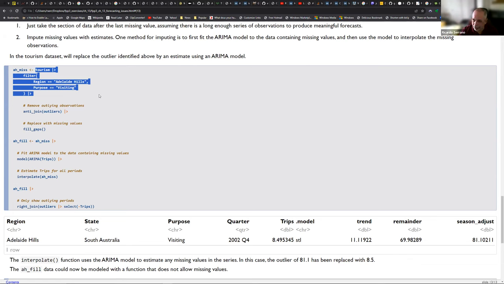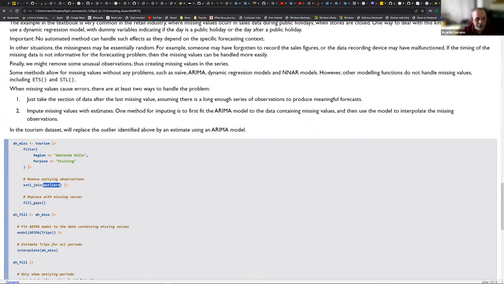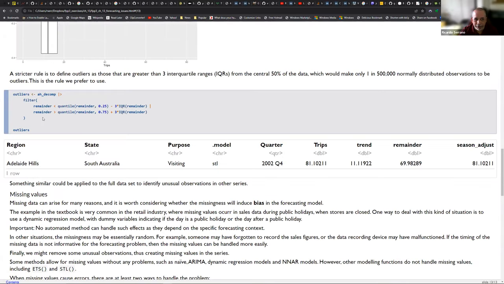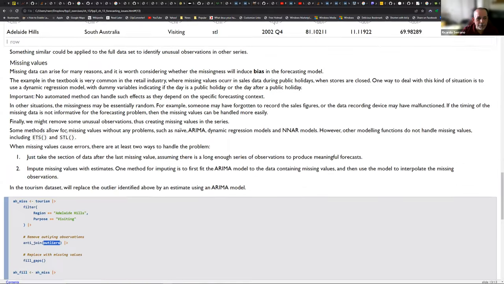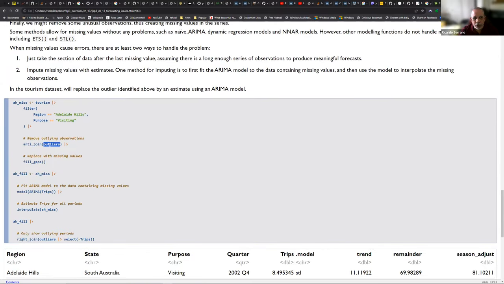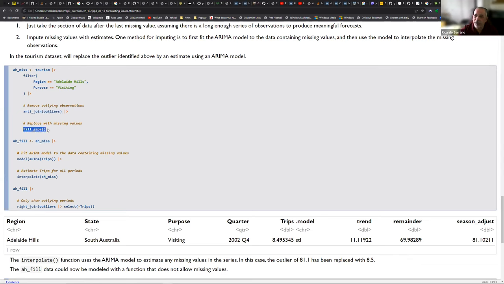We're going to filter by the region and the purpose, which is visiting. Then we're going to already have the outliers defined. In this case, it's just one only, a data set of one row. We're going to exclude it from our time series. We're then going to fill gaps, which is filling the gaps on the date. Because we're removing that date, we have to fill it again. So I'm going to incorporate that date of the outlier again, but with NAs, and this is going to be the AHmiss.